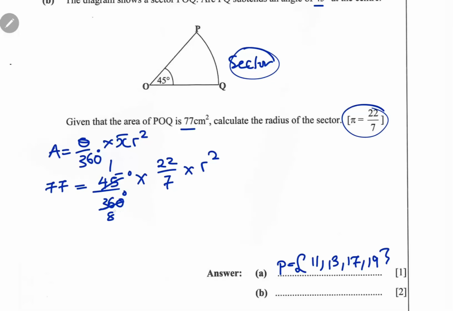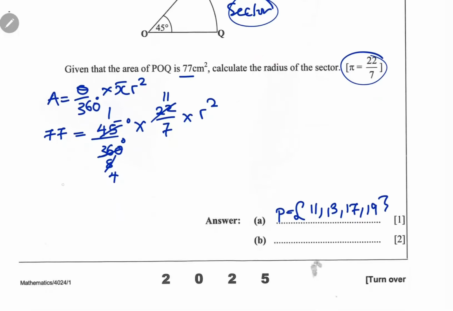Then I can reduce 8 and this 22. 2 can go into 22 eleven times, and 2 can go into 8 four times. So what am I remaining with on this side? I'm remaining with 77 is equal to 1 over 4 multiplied by 11 over 7 r squared.